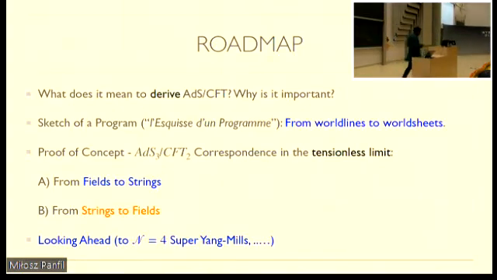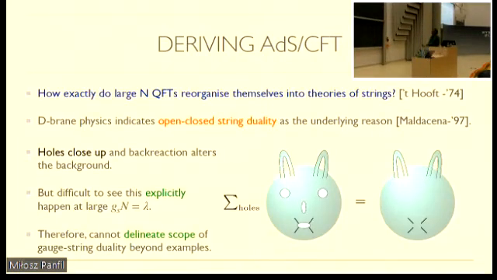And then if time permits, I'll say a little bit about what this holds for other examples, particularly ones that physicists would find more interesting: four-dimensional Yang-Mills, or at least free N=4 super Yang-Mills. So that's the broad roadmap.